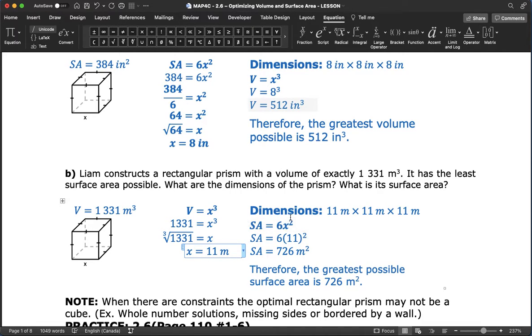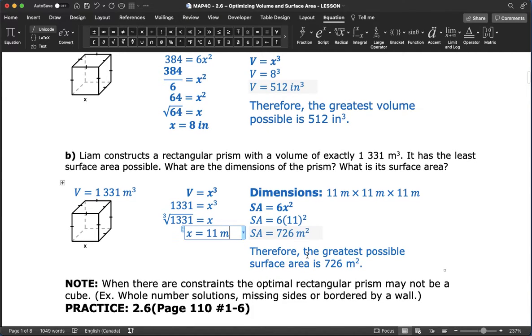So the dimensions of this are 11 by 11 by 11. It's a cube. And the surface area is 6 times x squared. Again, think about this shape. Each of these faces is x by x to calculate the area. And there's 6 of them, just like a die. So 6 times x squared is 6 times 11 squared, which is 726 meters squared. So we found the greatest possible surface area for this volume.